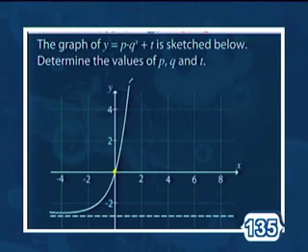So yes, I've got an exponential graph. It's actually an increasing exponential graph. Okay, so what do I know? I definitely know, before I start, that my q value is going to be greater than 1. Okay, remember, exponential increasing happened when my q value was greater than 1.